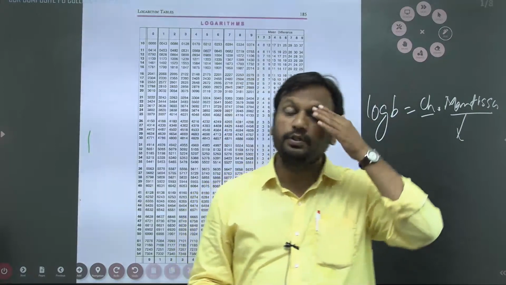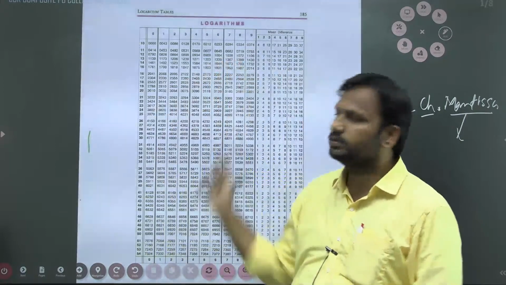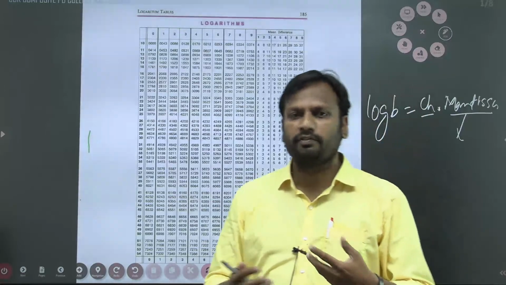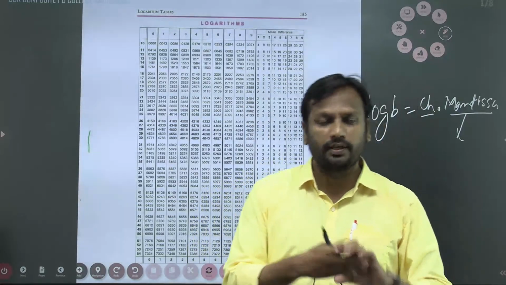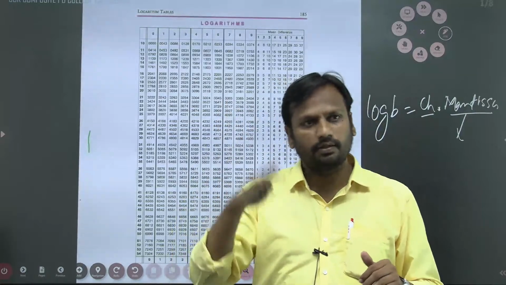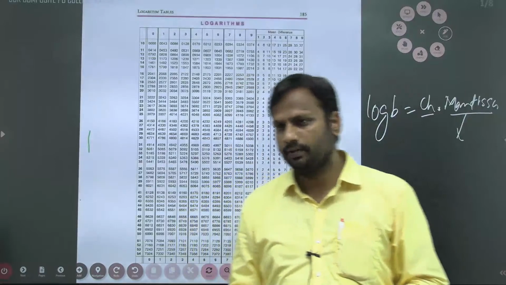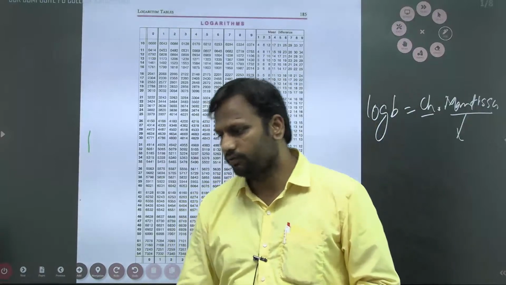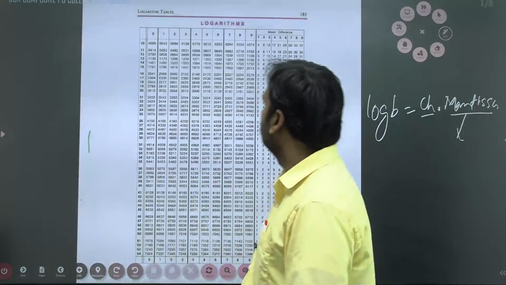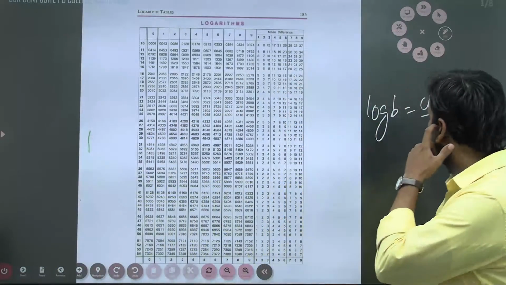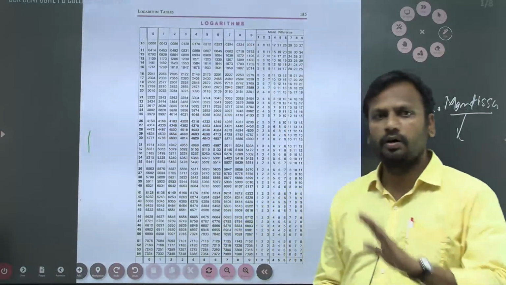Or else, if you see the physics textbook and chemistry textbook, in the last pages they have mentioned this log table there. Also, if you have taken the graph book, in the last cardboard they will be providing the log table. You can go through that also. Or else you can go for a separate log table book. Okay, so now, how to find the mantissa part? To find the mantissa part, we have to go through the log table itself.